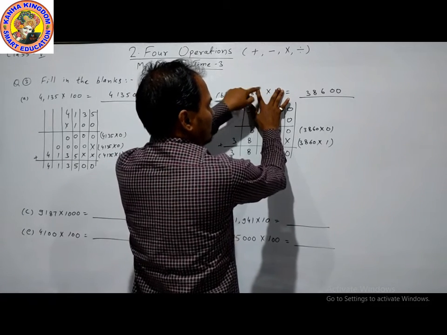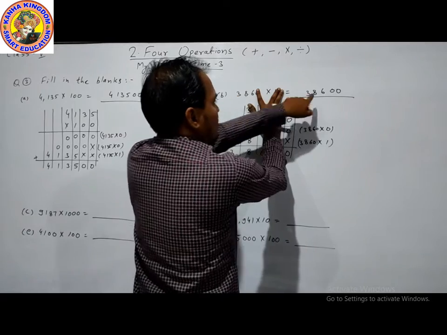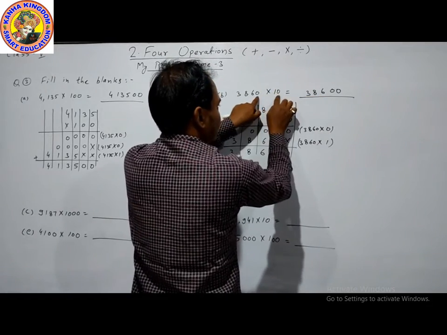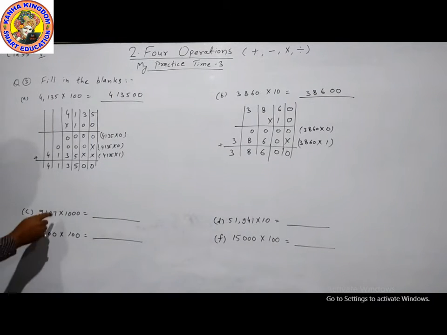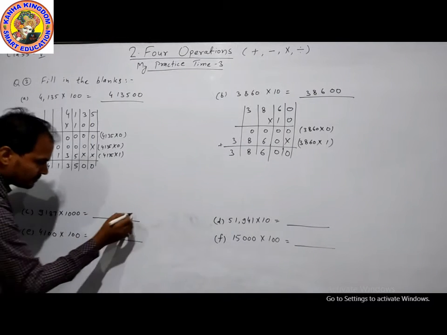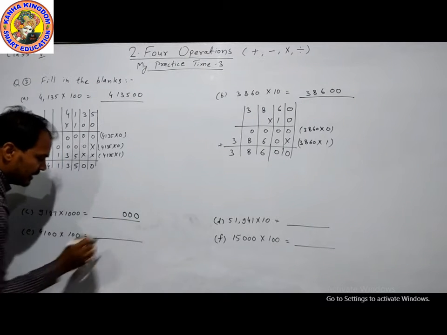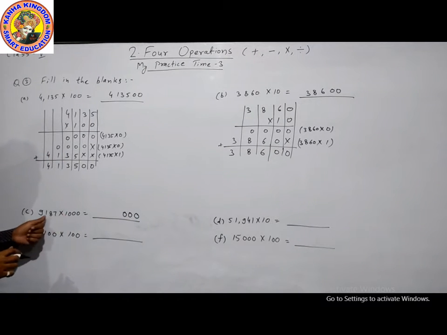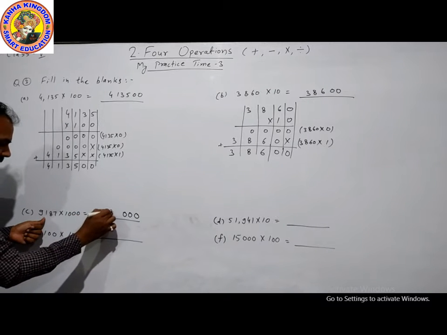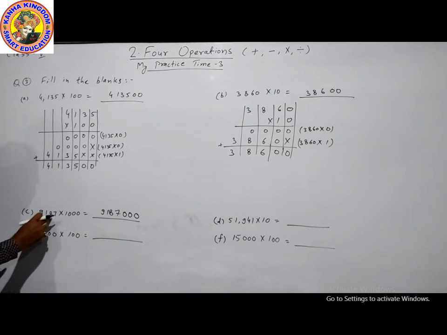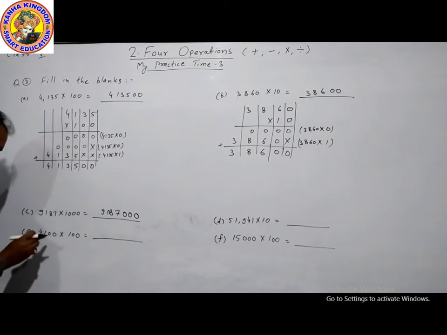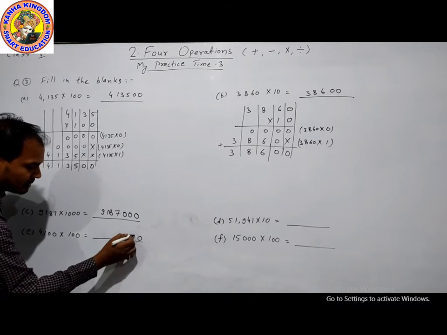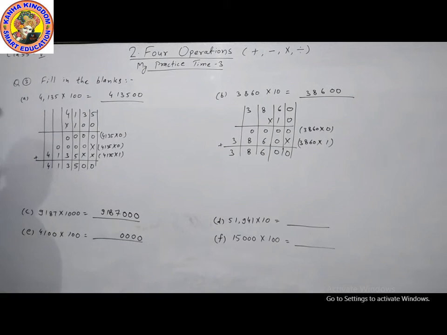386 into 1, so the answer is 386. Then these are the 2 zeros. 1, 2, 3, these are the 3 zeros. Now 1 into the number 9187 with 000. 1, 2, 3, 4, there are the 4 zeros.